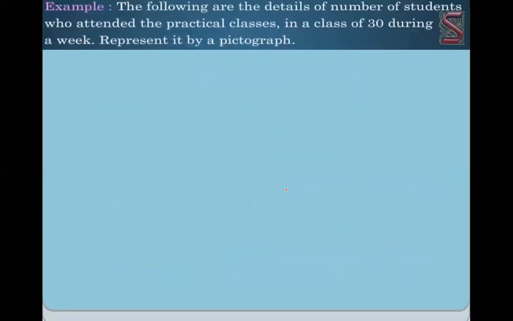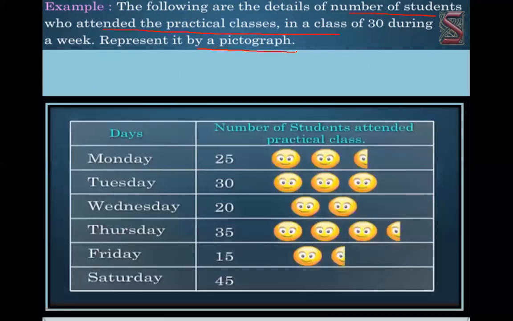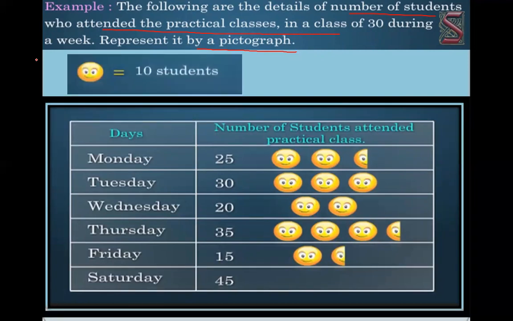Here we have an example of a pictograph. We have details of the number of students who attended the practical classes in a class of 30 during a week. For it, you have to present a pictograph. For the pictograph, firstly, you need data, which we already have. After it, we will pick a symbol. As you can see, I have picked a smiley symbol, right, to represent the data.